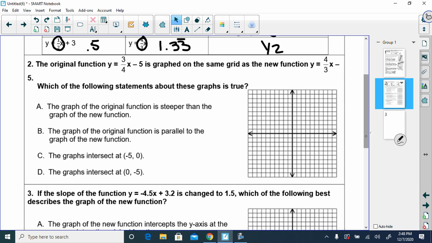So here they ask us, the original function y equals 3/4 x minus 5 is graphed on the same grid as the new function 4/3 x minus 5. I want to know which of the following statements would be true about these graphs. Okay, so here's my first graph. So it starts where? -5. And it has a slope of 3/4. So I'm going up 3 and over. Good.